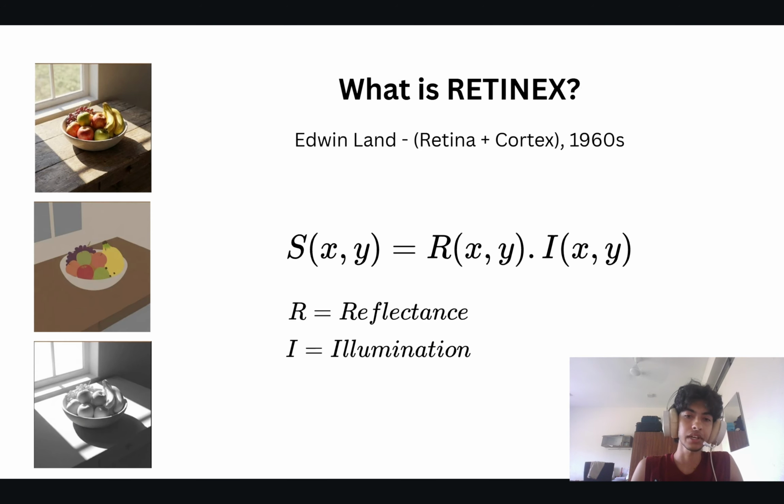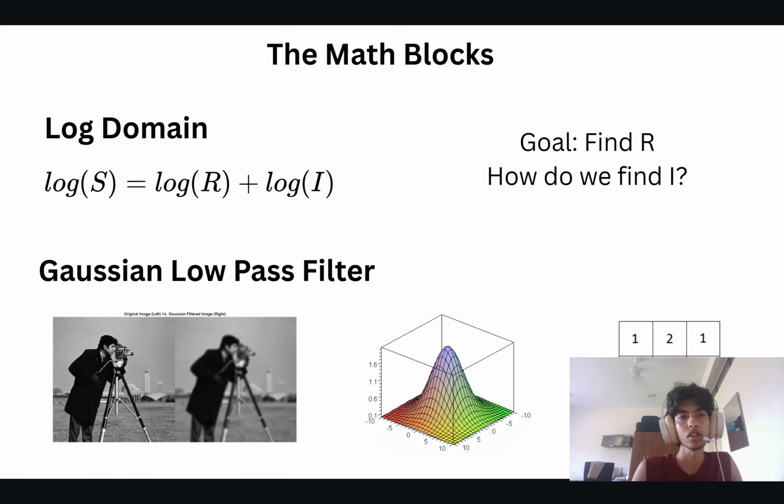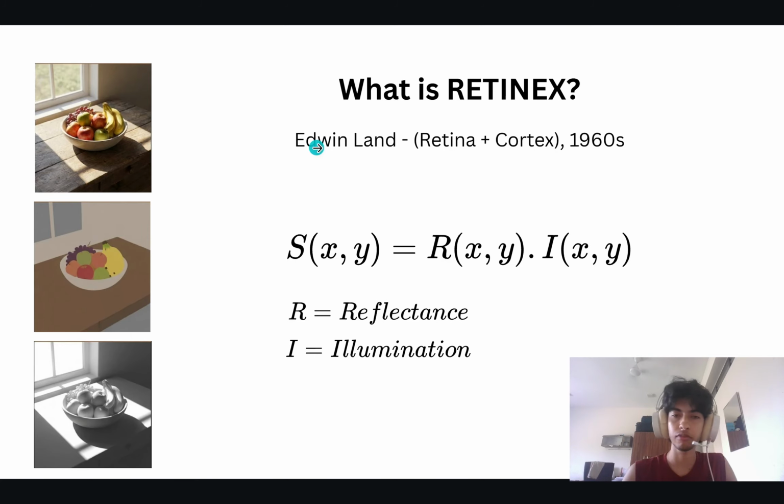So our goal today is to eliminate illumination and solely get reflectance, right? Because if we look at this picture, illumination is the darkness present here, the light present here. We just want the colors, the details, and once we have that, we'll be able to upscale it much better, right?